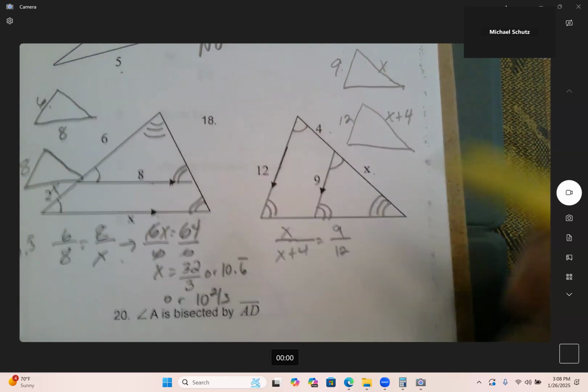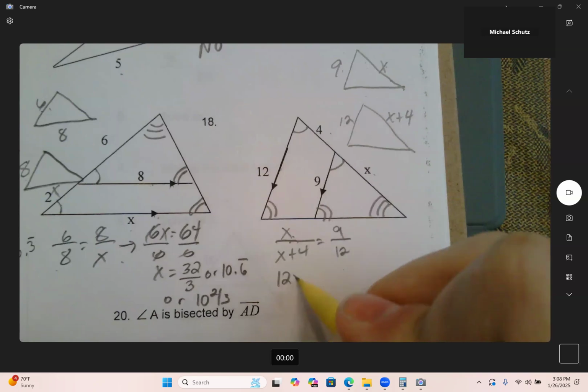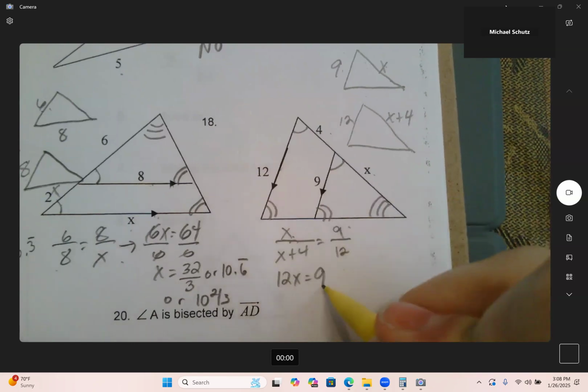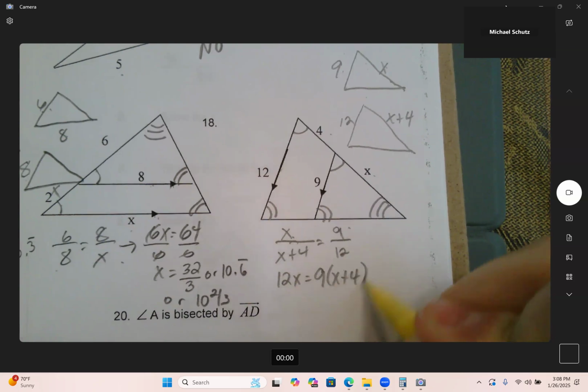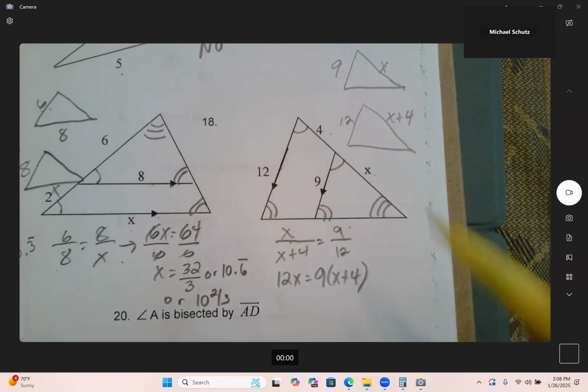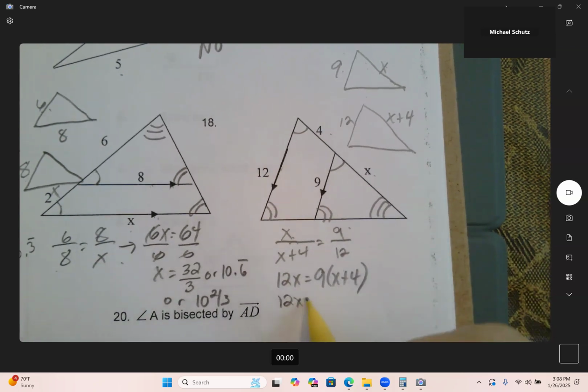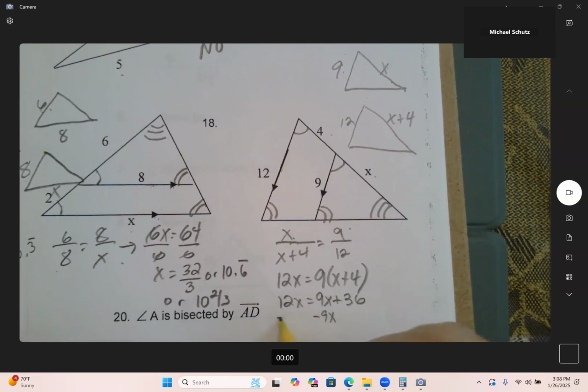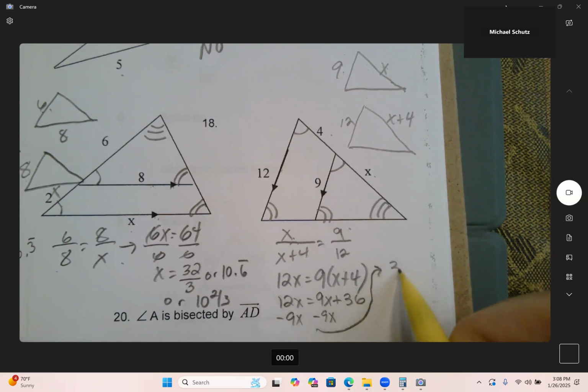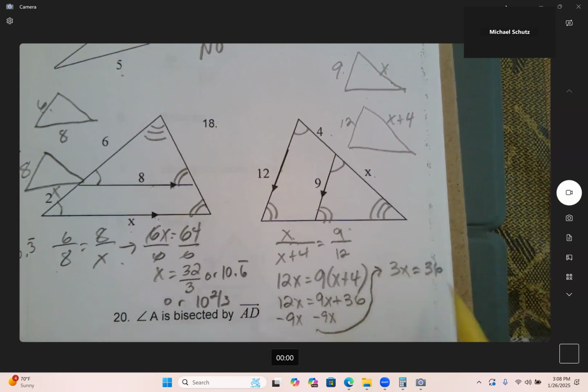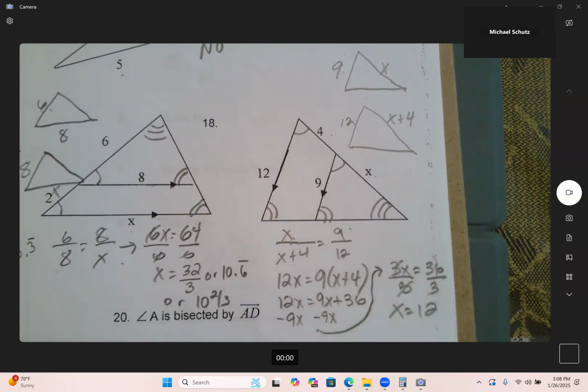So we're going to cross multiply 12 times X, and then 9 times X plus 4. We do need parentheses for this because there's a plus sign. Distribute. So 12x equals 9x plus 36. We're going to subtract 9x on both sides. Running out of room, so I'm going to go over here now. So 3x equals 36. Divide by 3. 36 divided by 3 is 12. Okay.